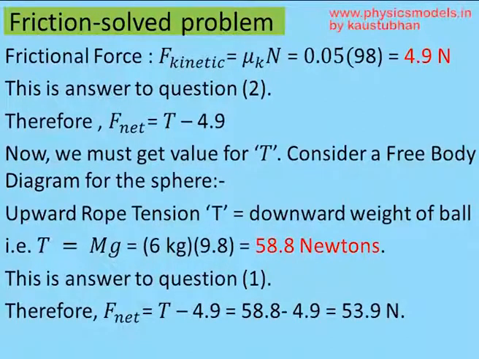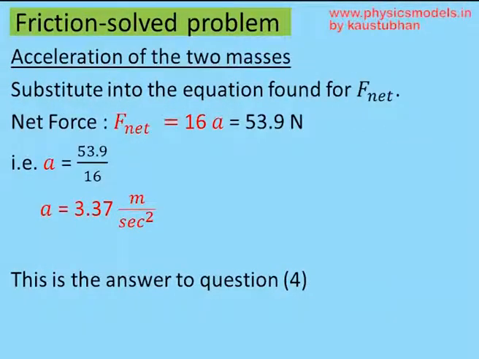Now this net force is extremely important. This is what is acting on both the masses. Finally, we substitute the net force into the 16a that we found earlier. So 16a is equal to 53.9. Therefore, the acceleration of the combined masses is 53.9 divided by 16, which makes it 3.37 meters per second squared.